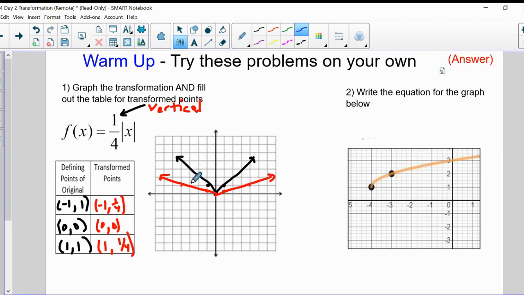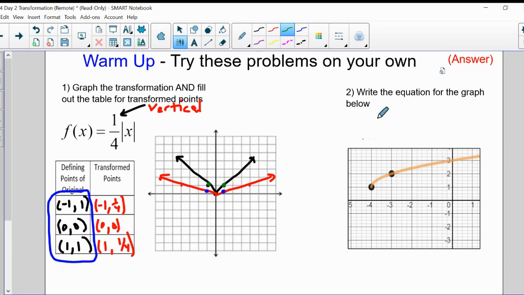Now, it's important to understand that (-4, 1) and (4, 1) are on the graph, but that's not what happens to these points. So these defining points got moved in a vertical stretch type of way.